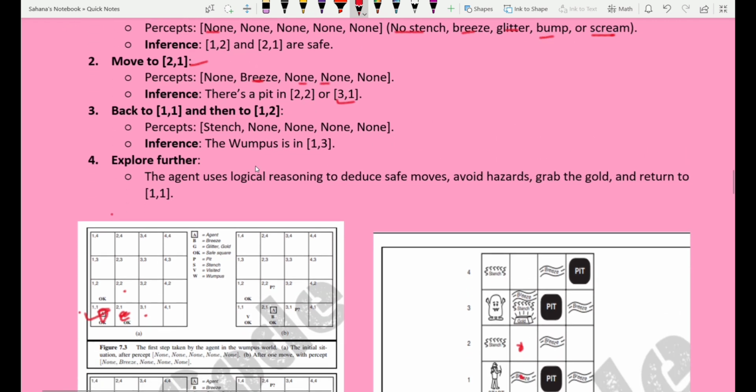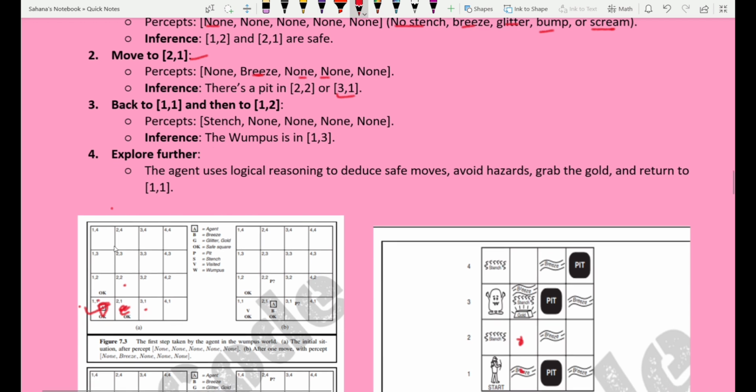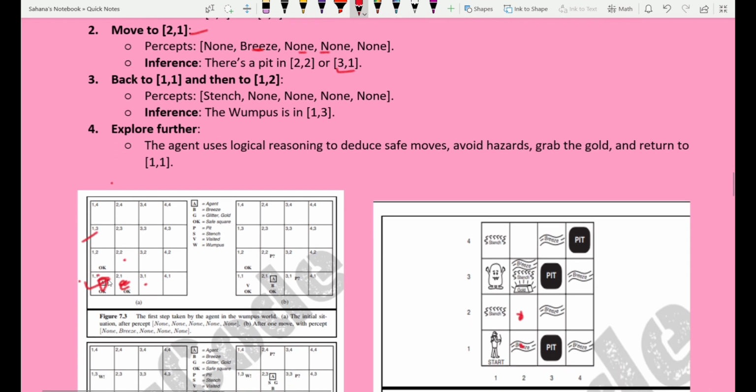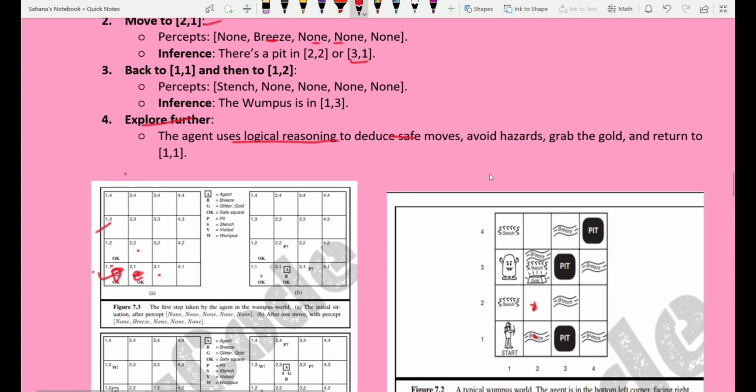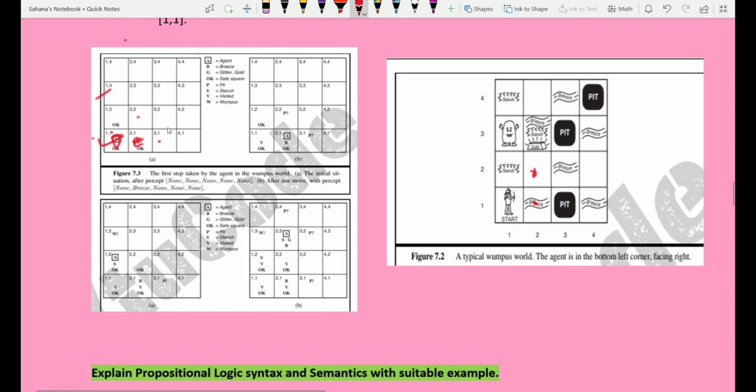Back to 1, 1 and then 1, 2. It will come back to 1, 1 and go to 1, 2. There the percept is stench, none of the others. The Wumpus will be in 1, 3. Then explore further. The agent uses logical reasoning to deduce safe moves, grab the gold, and return to 1, 1. Then again it will go back to 1, 2, grab the gold and come back.